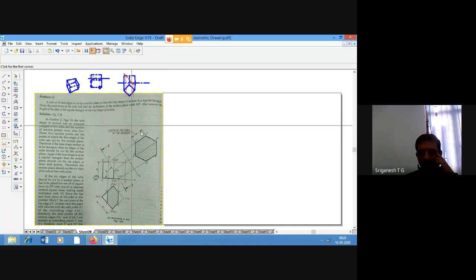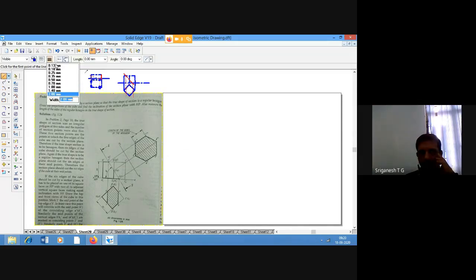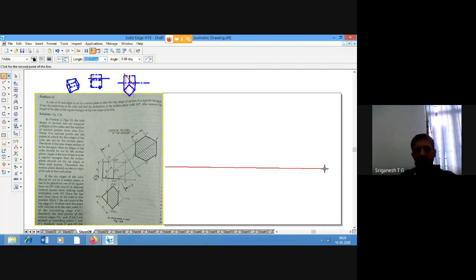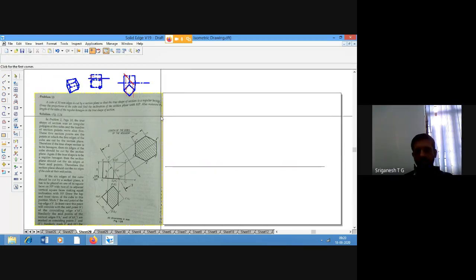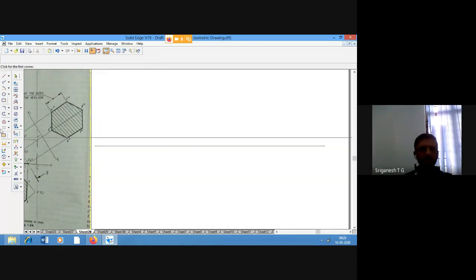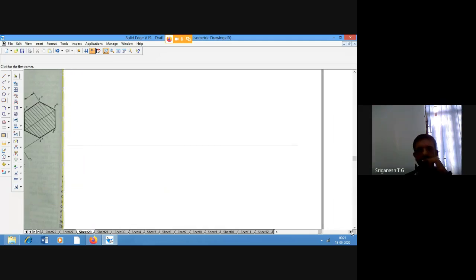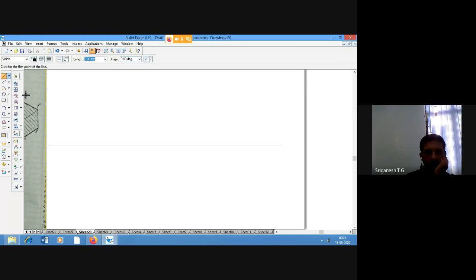I'll let you know how to draw. Okay. So let me draw one XY line. Okay, so let me draw the cube first at 45 degrees, 30 mm sides. Okay, 30 mm, height 30 mm, angle should be how much? Angle should be 90, 135. Okay, so minus 135.